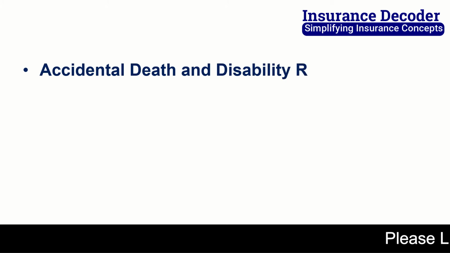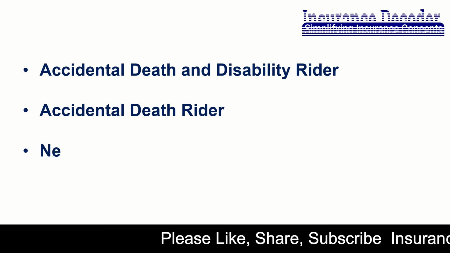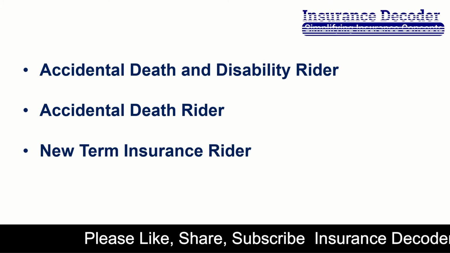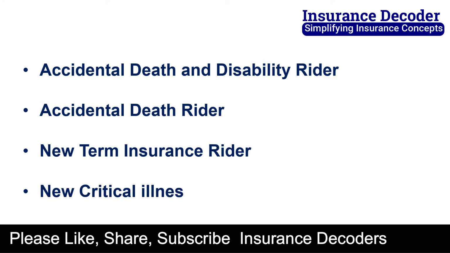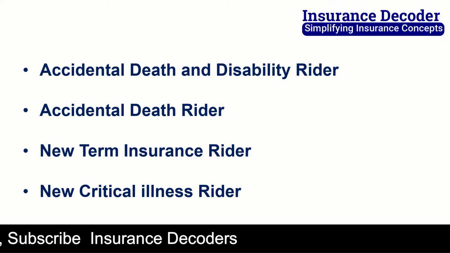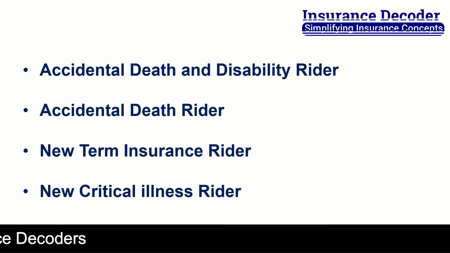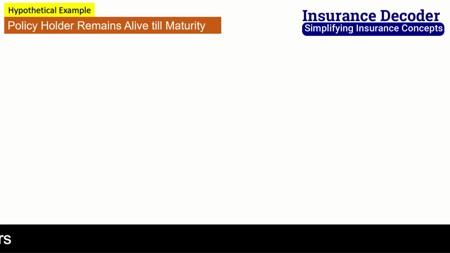Now in this policy, you can get the accidental death and disability rider, and you can also get the accidental death benefit rider, and you can also get new term insurance rider as well as new critical illness rider. What are these riders? I have made a separate video. You can watch those videos and you will get to know what these riders mean.